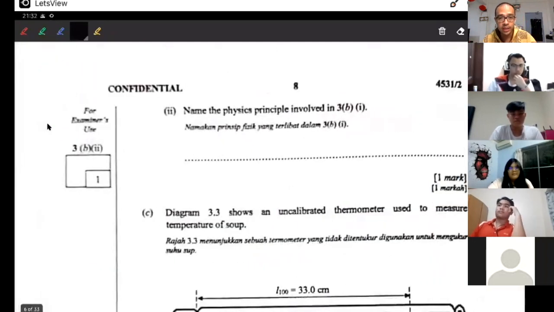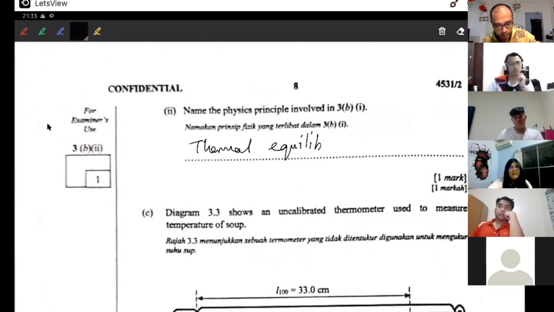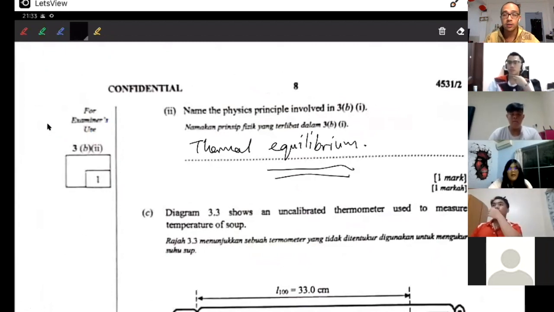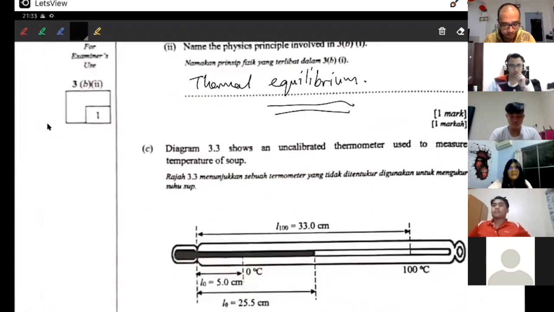Next question. Name the physics principle involved. So this will be thermal equilibrium. This is also one of those words that a lot of students tend to spell wrongly. So just be careful with that lah.